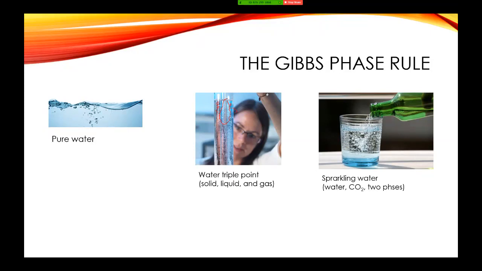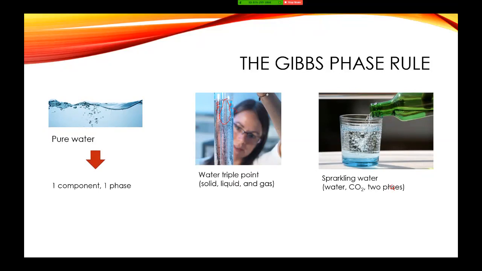And the last example is the sparkling water. In this case, we have water and carbon dioxide, and that has 2 phases, right? It has a label over here saying phases. So we have to see first how many components and how many phases, right?